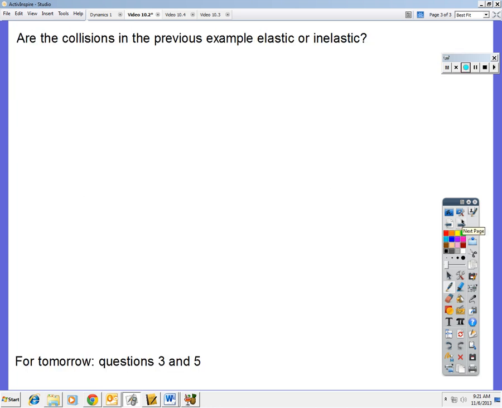But first, we want to establish: was this an elastic collision, or was it an inelastic collision? To do this, we have to calculate the initial kinetic energy and the final kinetic energy. Now the initial kinetic energy is just one half the mass of the bullet times the square of its velocity, and we'll get a number that is equal to 1,536 joules.